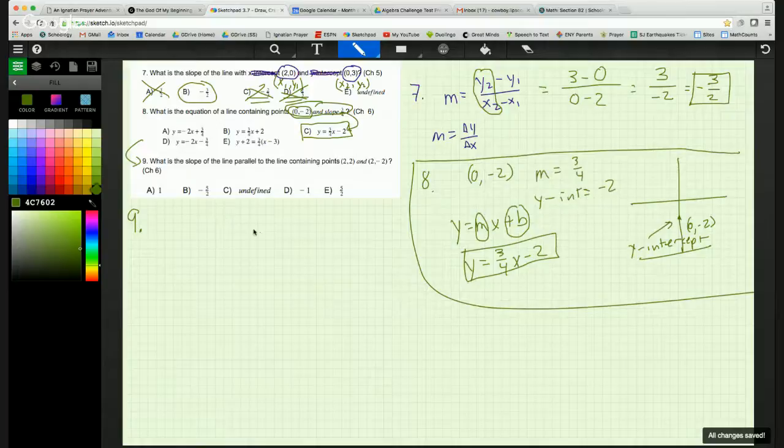Number 9. Okay, what is the slope of the line parallel to the line containing these 2 points? Now, I want you to try this on your own, and then we'll get to the crux of this problem. Try this on your own.